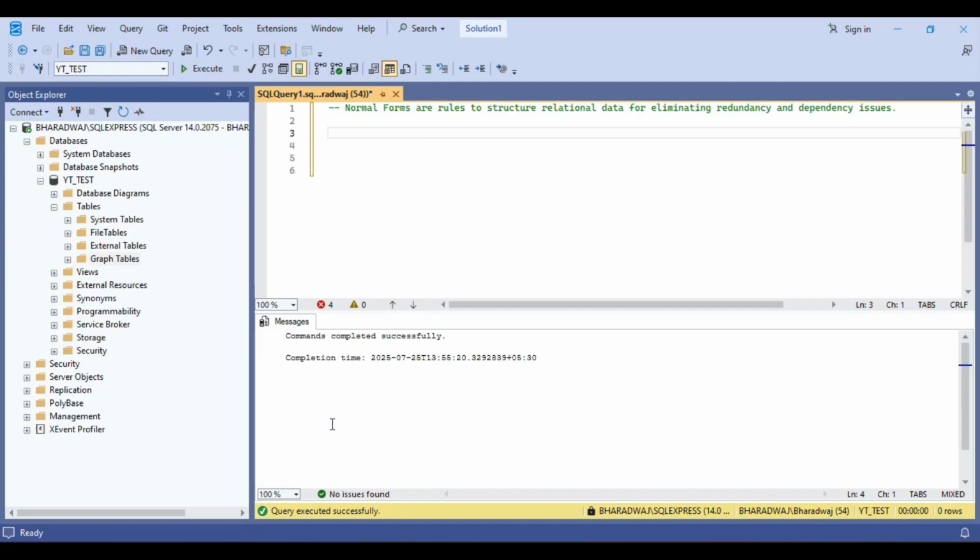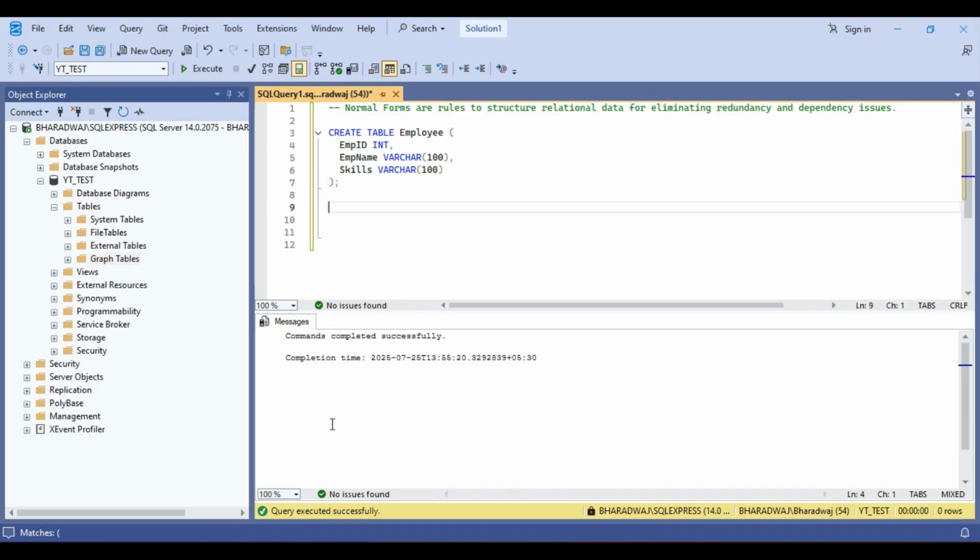Let me create the table employee here. This consists of three parameters. One is employee ID, which is int. Another one is employee name, which is varchar of 100. And the next one is skills, which is varchar of 100. So this is fine. We have multiple skills in one column, which is not in the one normal form.